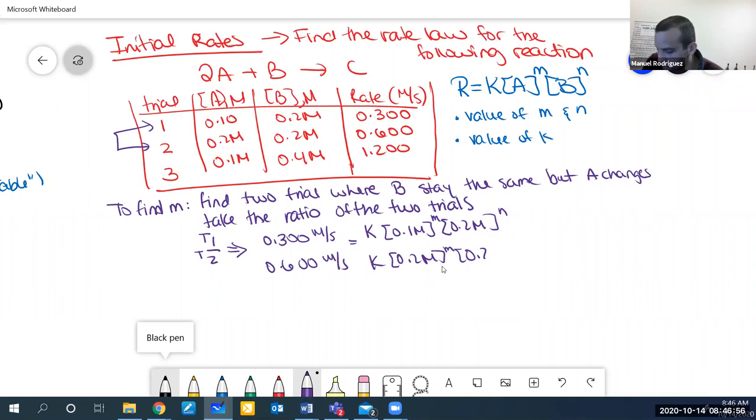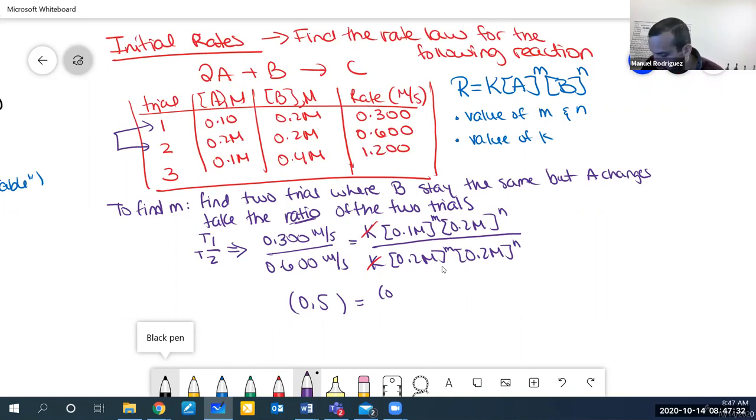What I said is we should take the ratio, so I'm going to divide the two. That will be taking the ratio, and then I'm going to try to solve this. 0.3 divided by 0.6 is 0.5. Actually, the molar per second cancels out, so it's only 0.5. The K's cancel out.